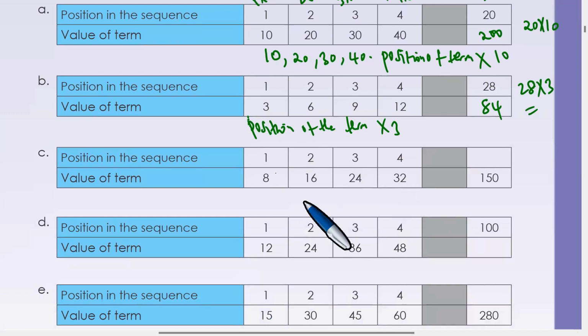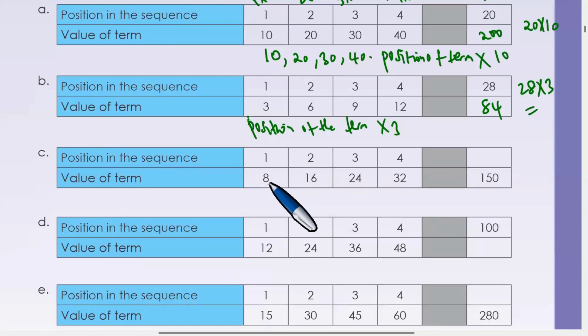Okay, here is the position of the term times something. What must be here? Because it's empty. There's a blank here. But something must be there. We must fill this in. What must be there? Because here is the position of the term times something. Position of the term times this. So position of the term times what?